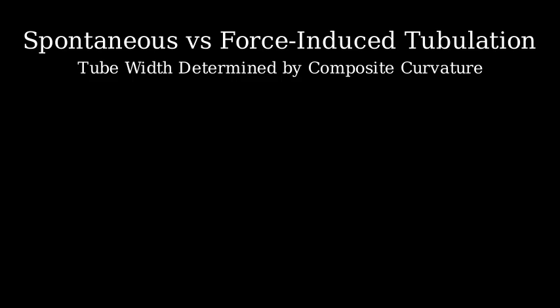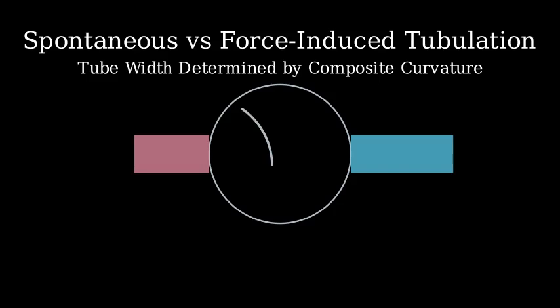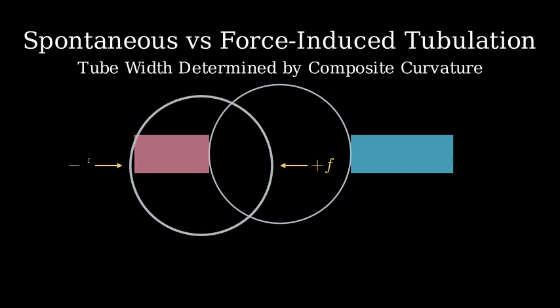Let's sketch a giant unilamellar vesicle, a GUV, with a cylindrical tube. We will use a two-dimensional cross-section. The sphere segment is large, and the tube can protrude outward or inward. We adopt a sign convention. Positive force points outward toward the exterior solution. Positive spontaneous curvature means the membrane prefers to bulge outward.